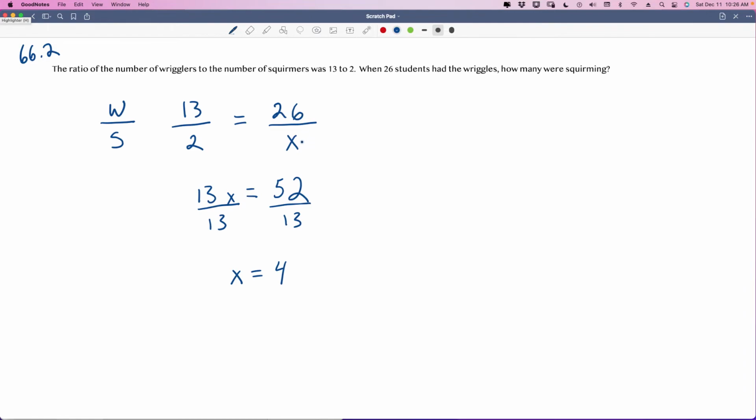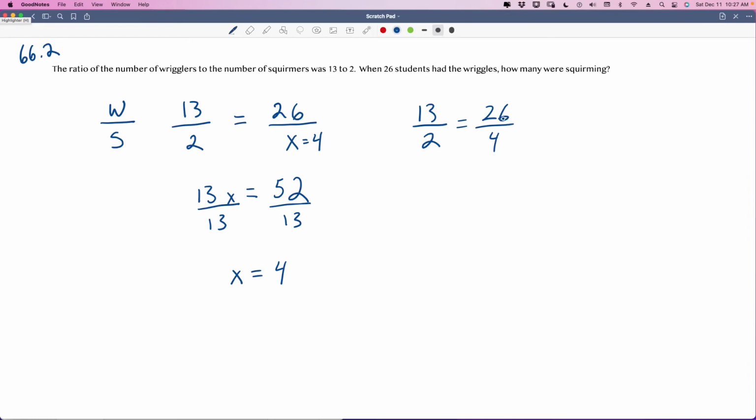And if you look at this, 13 times 2 is 26. And 2 times 2 is 4. So the scale factor, I mentioned that before, is 2. Everything is multiplied by 2. These are proportions. That is another way that you can check your work when you have a proportion. Once you find the answer, you can fill it in. And if you can reduce this fraction to equal this fraction, you know you've got the right answer.